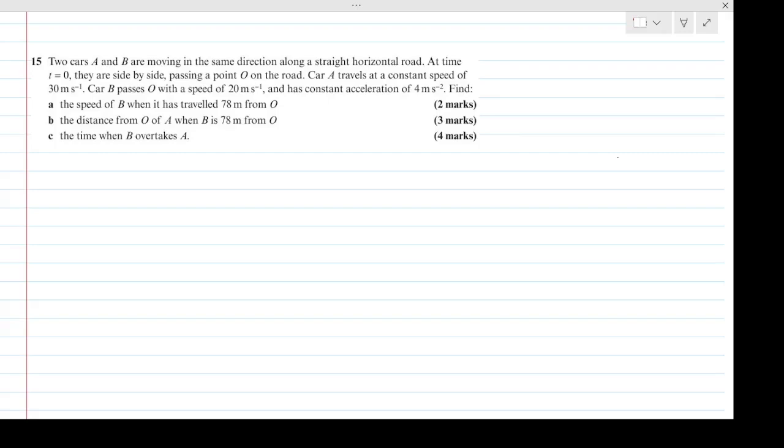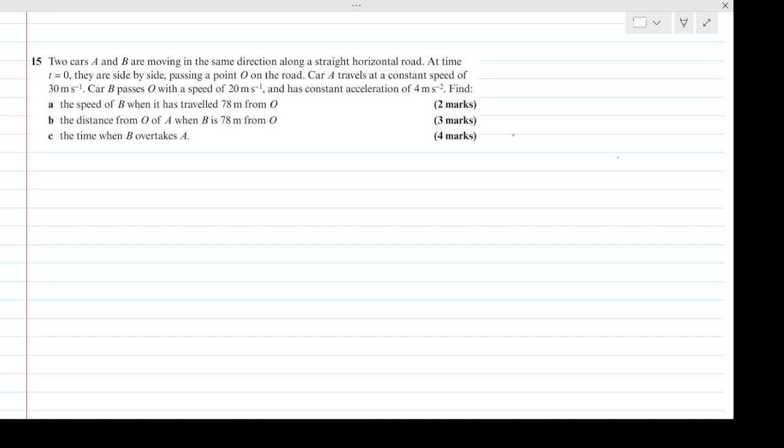Okay. So we're told two cars A and B are moving in the same direction on the same horizontal road. At time t equals 0, they're side by side, so they're at the same point, right? At this point O. Car A travels at a constant speed of 30 and car B passes O with speed 20 and has constant acceleration 4. Okay, so it's asking me to work out some information about their journeys, right? Now, I'm not going to jump into part A right away. What I'm going to do instead is again, kind of like the last question, just work out the formulas for their velocities, their displacements, and so on, using calculus, right?